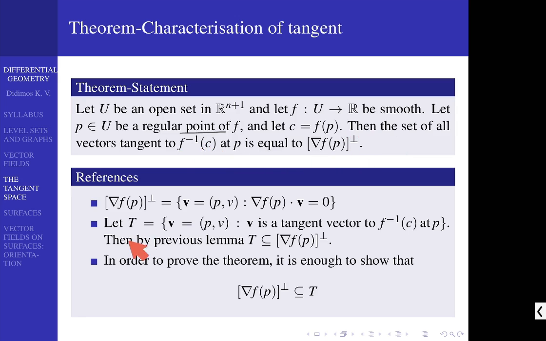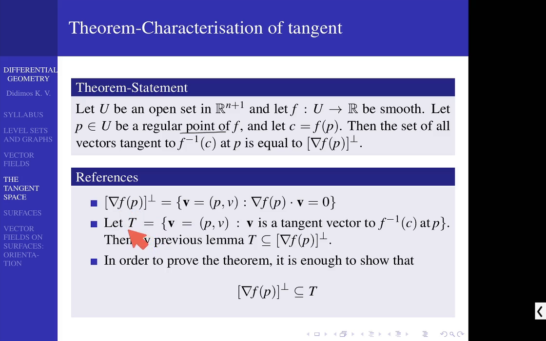We have some references for the proof of this theorem. We know what del f p perpendicular is: del f p perp is the set of all v belonging to the vectors at P, that is v equal to p comma v, with del f of p dot v equal to 0. This is the set of perpendicular vectors of del f of p.